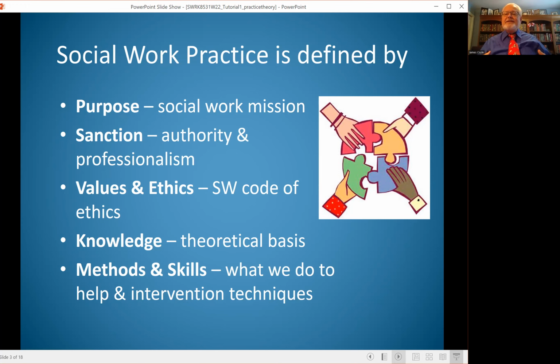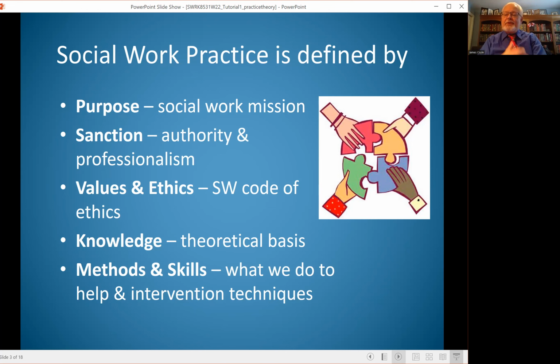Values and ethics acknowledges that social work has a set of values when working with people that identify what the important aspects are. We highlight the dignity and worth of all people. We highlight social justice, personal integrity, as well as competence. That is that we take responsibility for training and knowing that the methods we're using are actually solid and valid.